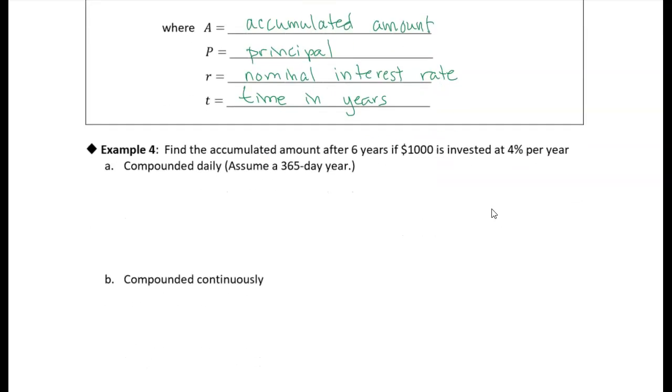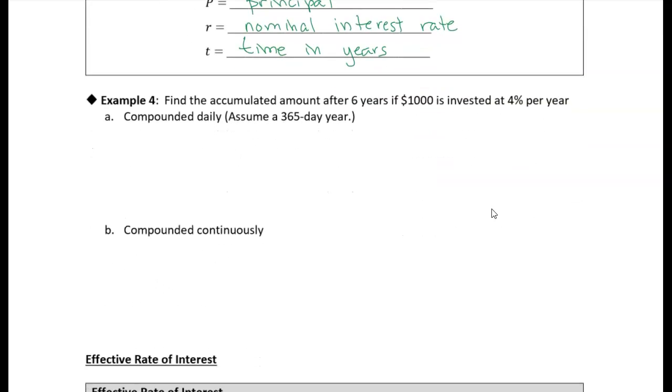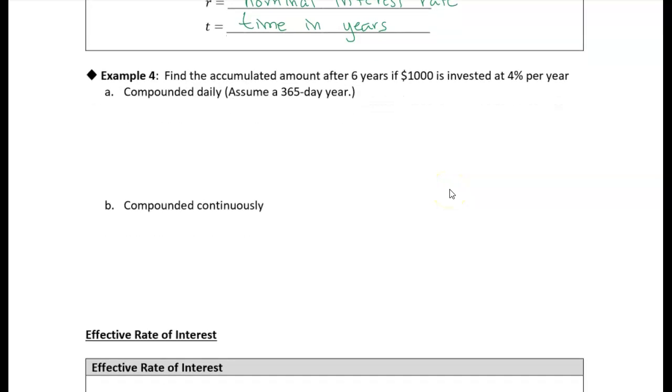All right, so let's take a look at example 4 now. We want to find the accumulated amount after 6 years if $1,000 is invested at 4% per year. So it's $1,000 at 4%, just like the other one, only now our time is 6 years instead of 3 years, like it was in the other example. The first scenario we're looking at is if it's compounded daily.